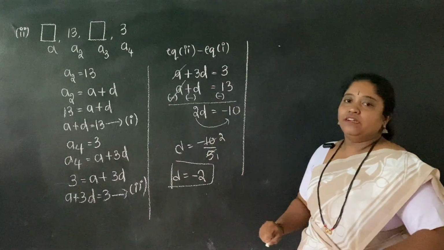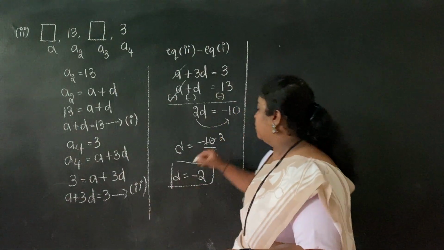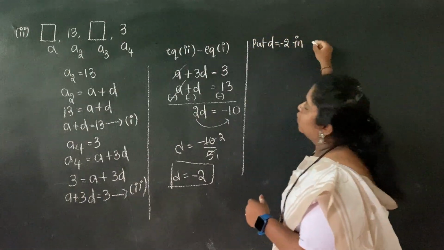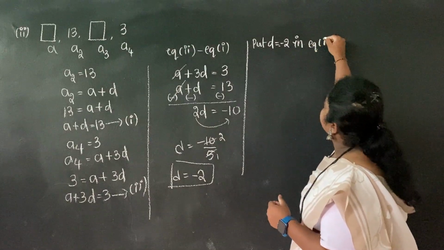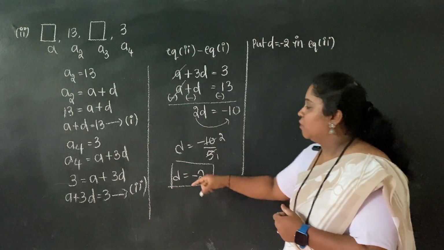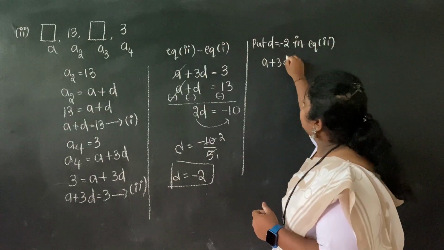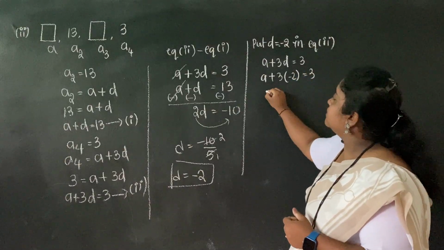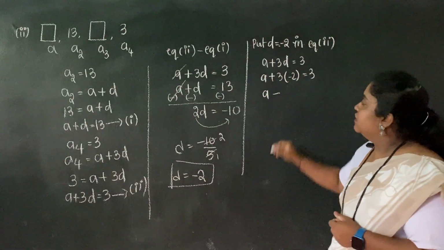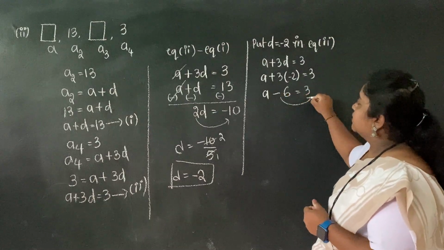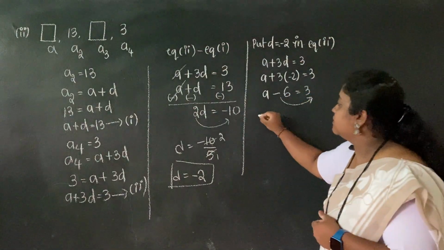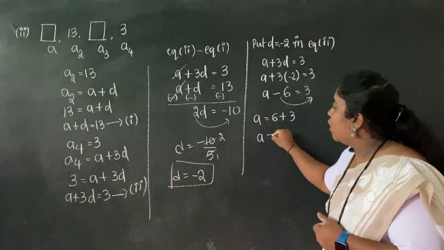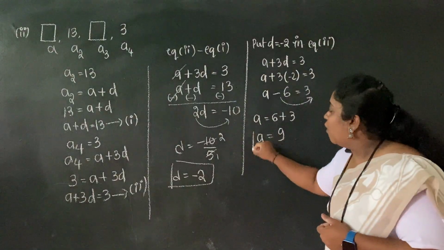Once I get the D value, it is very easy for me to calculate A value. What I do now, dear, put D is equal to minus 2 in equation 2. Equation 2 is a little simple, so I'll take it to save my time, isn't it? So I'll be having A plus 3D is equal to 3. A plus 3 into D value, minus 2. Isn't it, dears? A plus into minus, minus 3 twos are 6 is equal to 3. Bring this minus 6 to the other side. Minus 6 turns to be plus 6. So A is equal to 6 plus 3. So A is equal to how much I got, dear? 9.